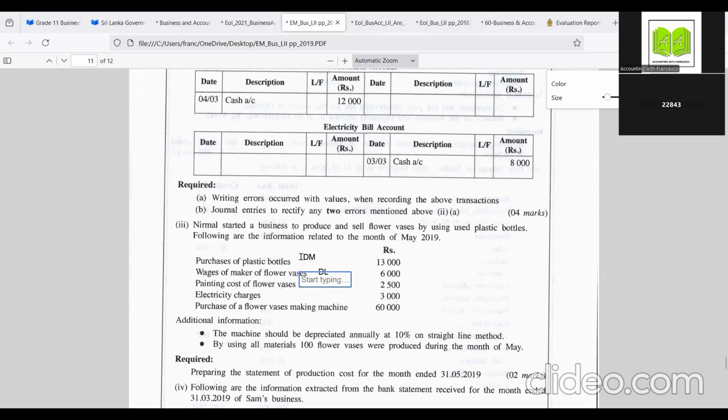Painting cost of flower vases. Then you have electricity charges, right? And purchase of flower vase machine. Painting cost, can you tell per vase what is the painting cost?